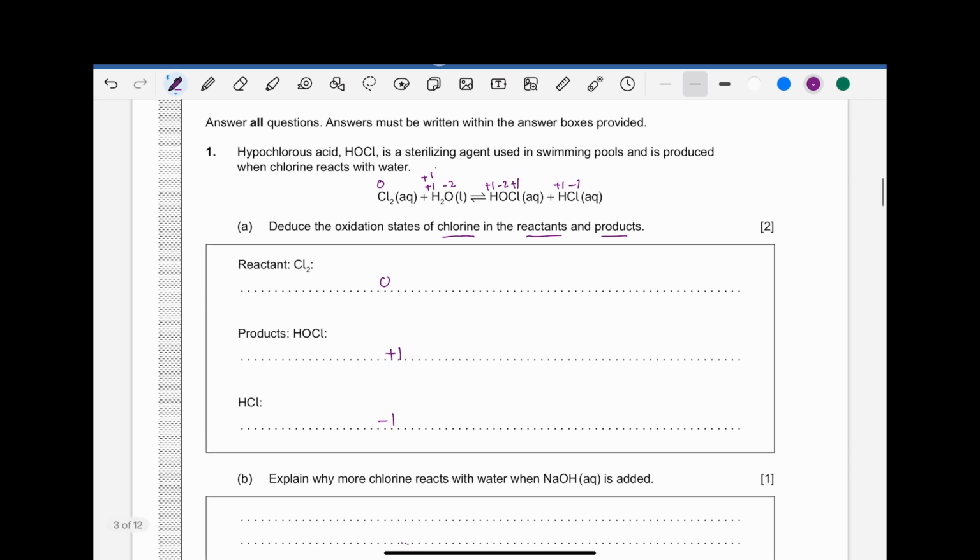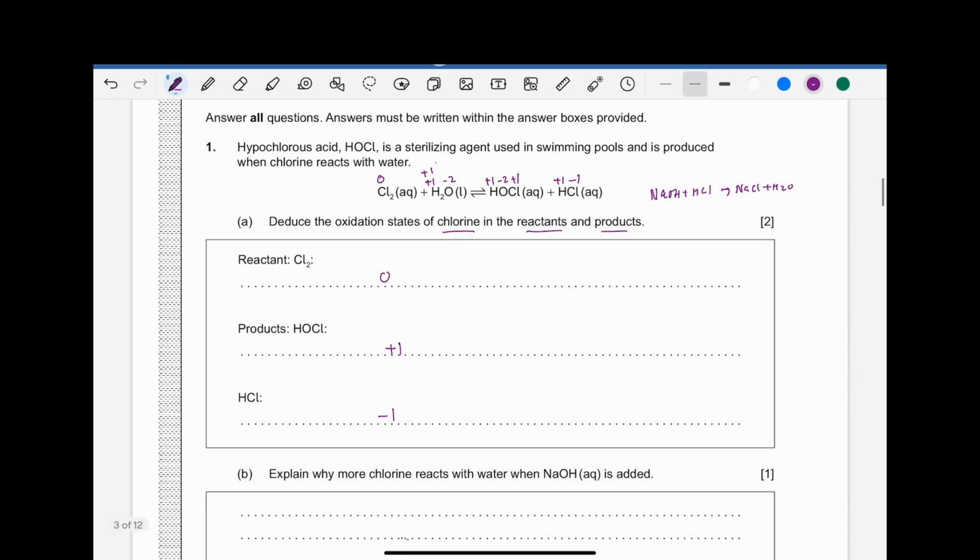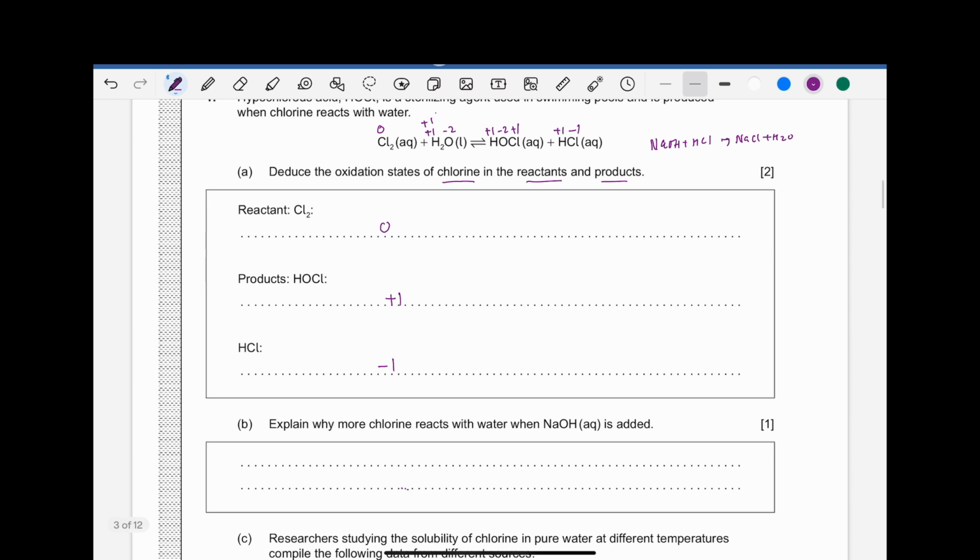B. Explain why chlorine reacts with water when sodium hydroxide is added. The added sodium hydroxide will react with HCl because sodium hydroxide is a base or alkali. So the concentration of HCl will decrease, and the equilibrium will shift to the right in order to restore the concentration of HCl.